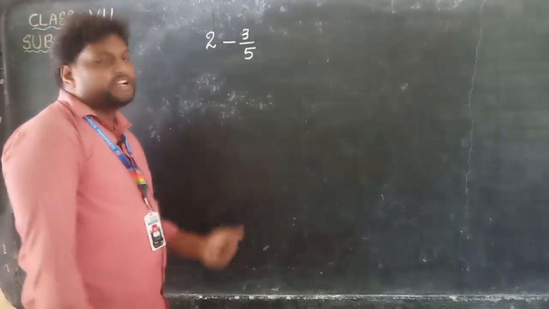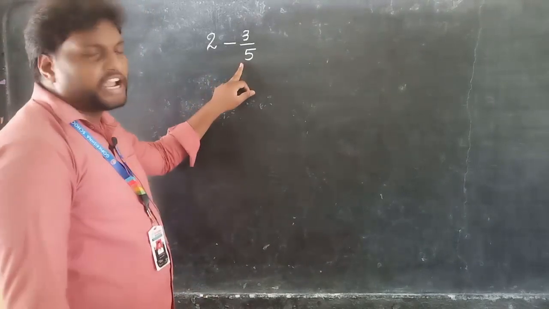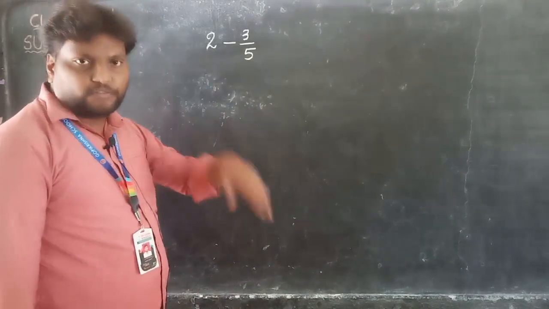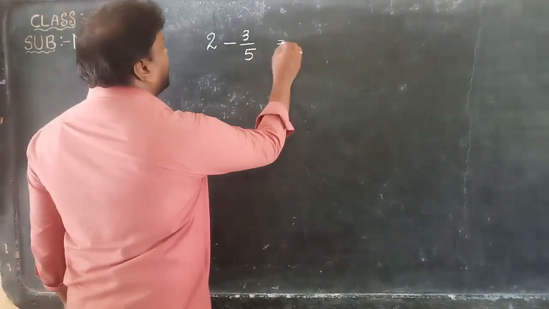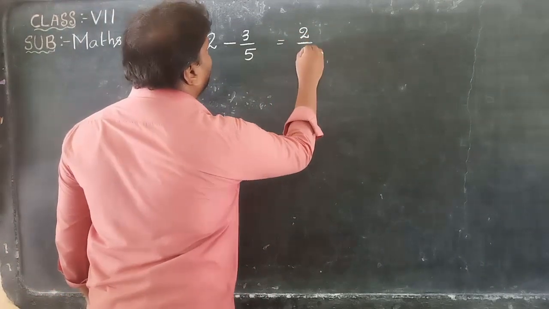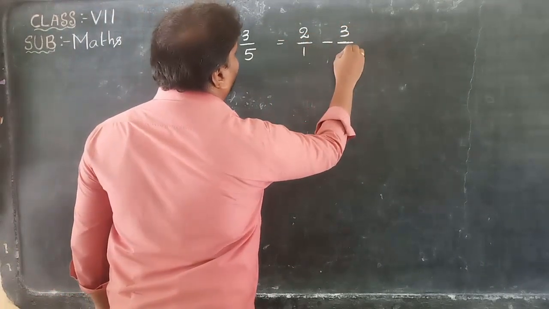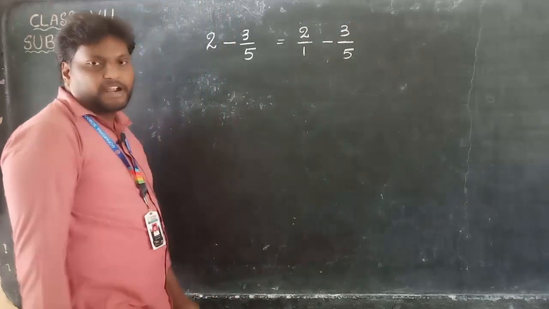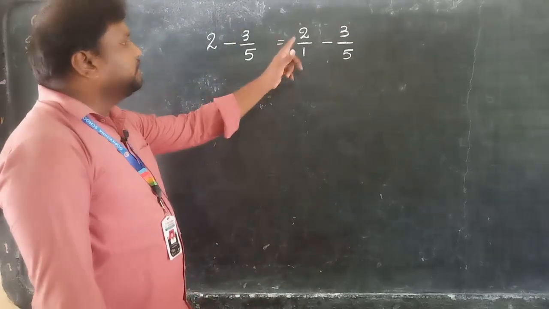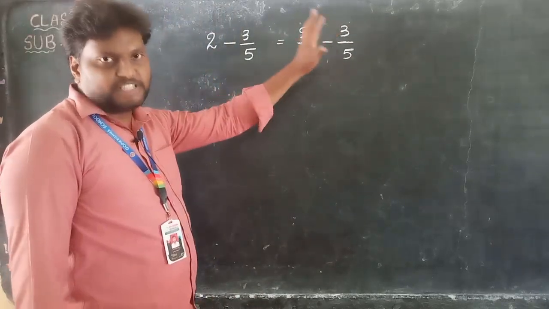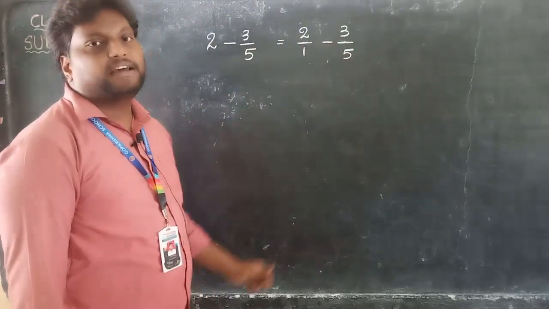See here, the first one is the whole part and the second one is the fraction. So first of all, convert the first one into a fraction. That's why I am writing 2 by 1 minus 3 by 5. See here, the two denominators are different, meaning unlike fractions, so we have to apply cross multiplication.